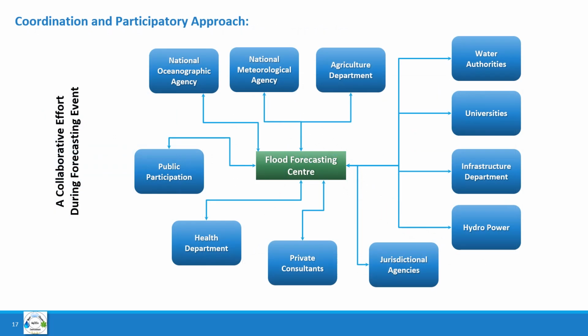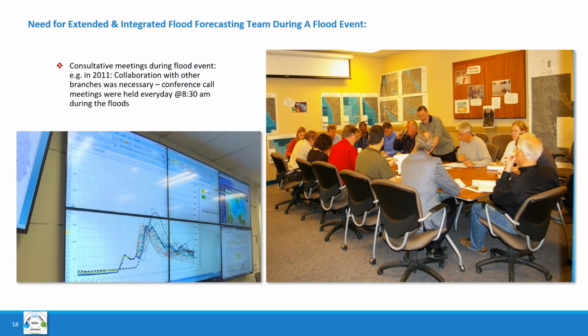A collaborative approach to flood forecasting would involve bringing together a variety of stakeholders, including local, state, and federal agencies, emergency managers, academic researchers and experts, and the members of the public. This approach would involve exchanging information, coordinating resources, and developing strategies to better prepare for and respond to future flood events. During a flood event, coordinated participation is critical.